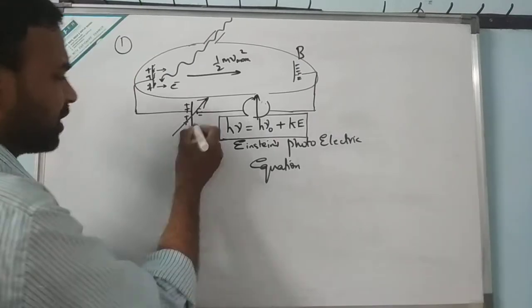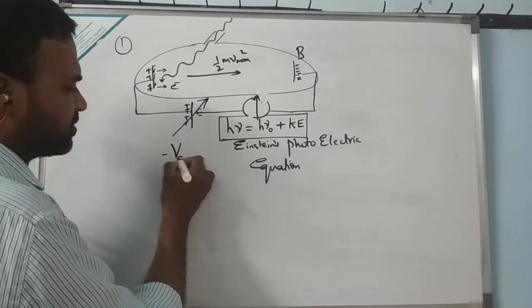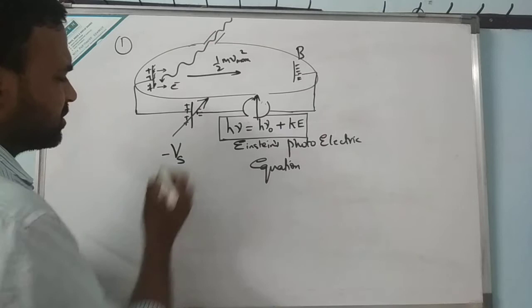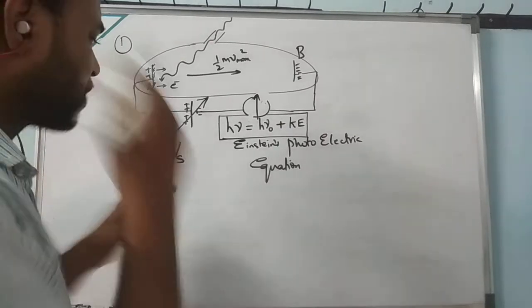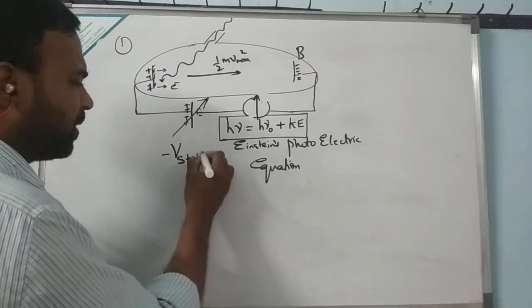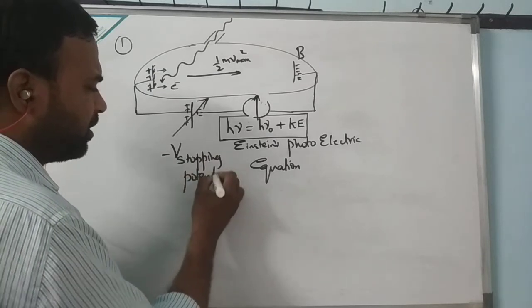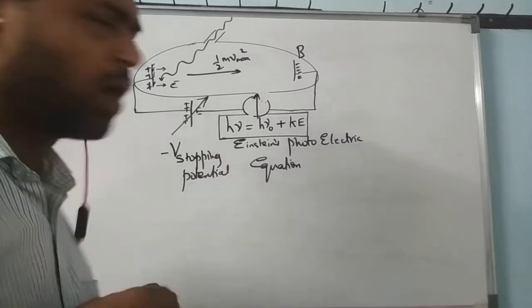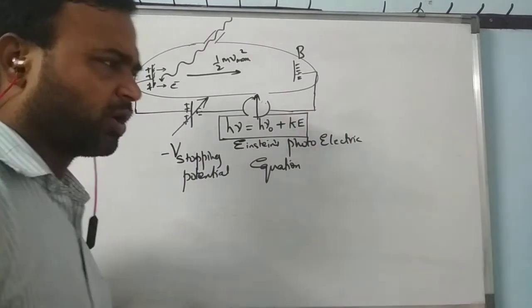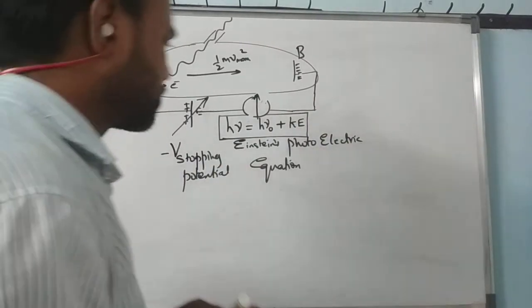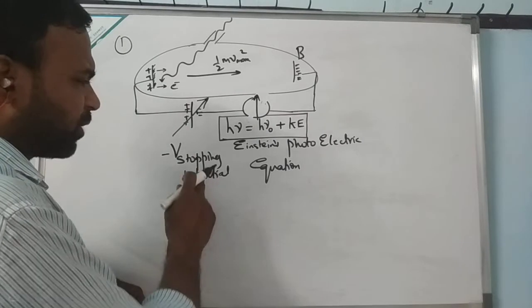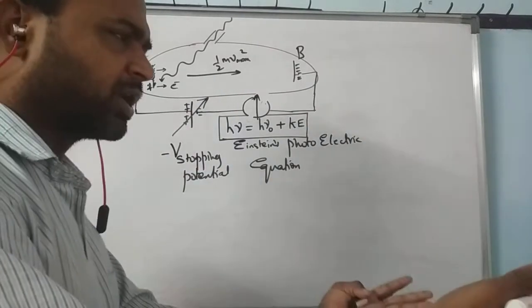Now what is negative potential difference? That is minus Vs. This minus Vs which I have applied is called the stopping potential. Stopping potential, because it stops the fastest moving electron. When you stop an electron, the stopping potential is converted into kinetic energy.